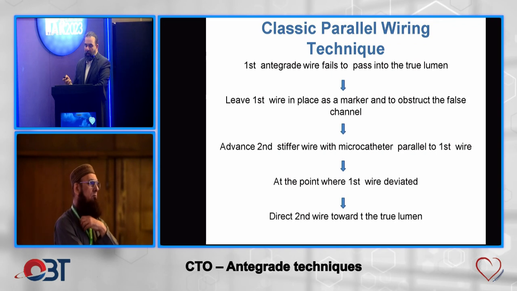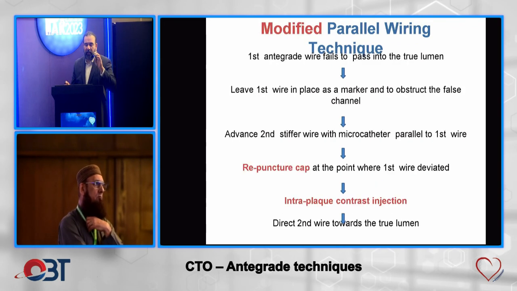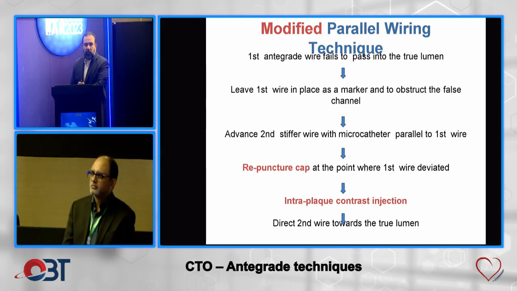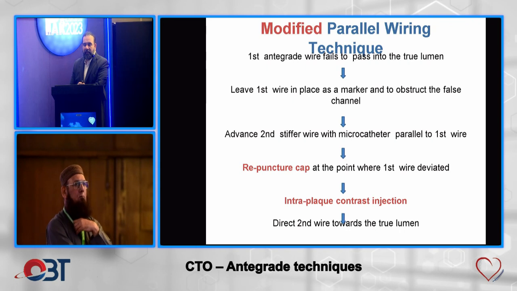But what Tariq Bhai did was actually quite brilliant. He modified this by adding Carlino to it. So the change he made was, he went into the true lumen, and where the wire got stuck, where that knuckle formed, he stopped right there. He got a second wire close to it, but he then punctured the cap at that point and used Carlino to redirect.